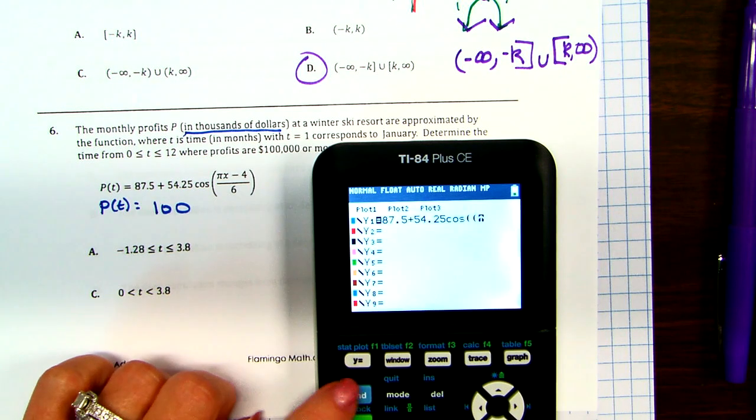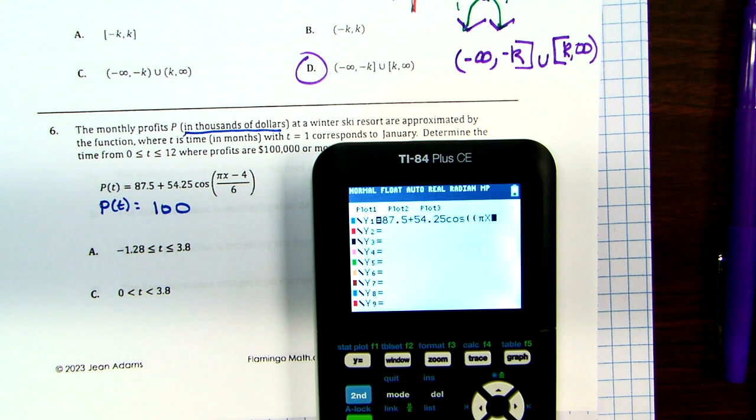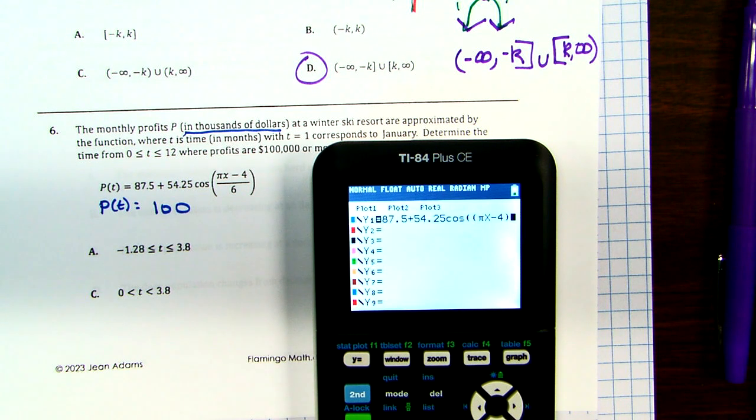So let me go ahead and type it in. Everybody should be typing this. Close those parentheses. I'm going to hit enter anyway, so I can either double close them or just hit enter. Or I'm going to actually go down here and put 100.